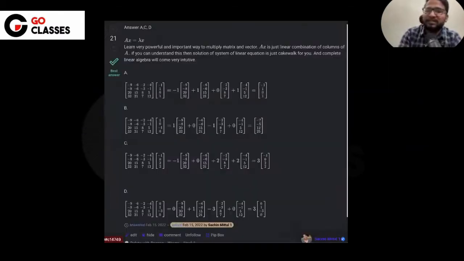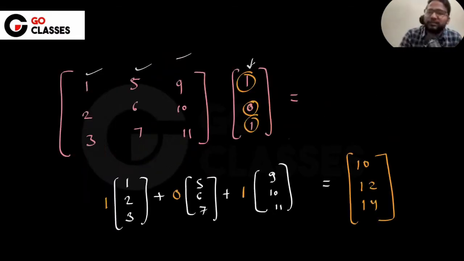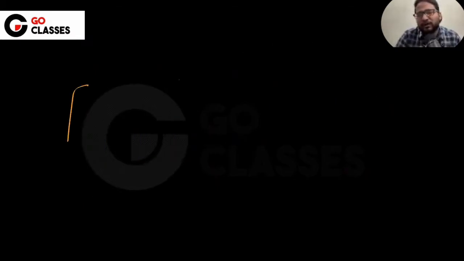Okay, so let's just continue. Now this Ax equal to b, I can say that b is a linear combination of columns of A. So if I'm saying that this is one, it means I'm picking the first vector, picking the second vector, and I'm just adding them, right? So let's suppose someone asks you the reverse question.